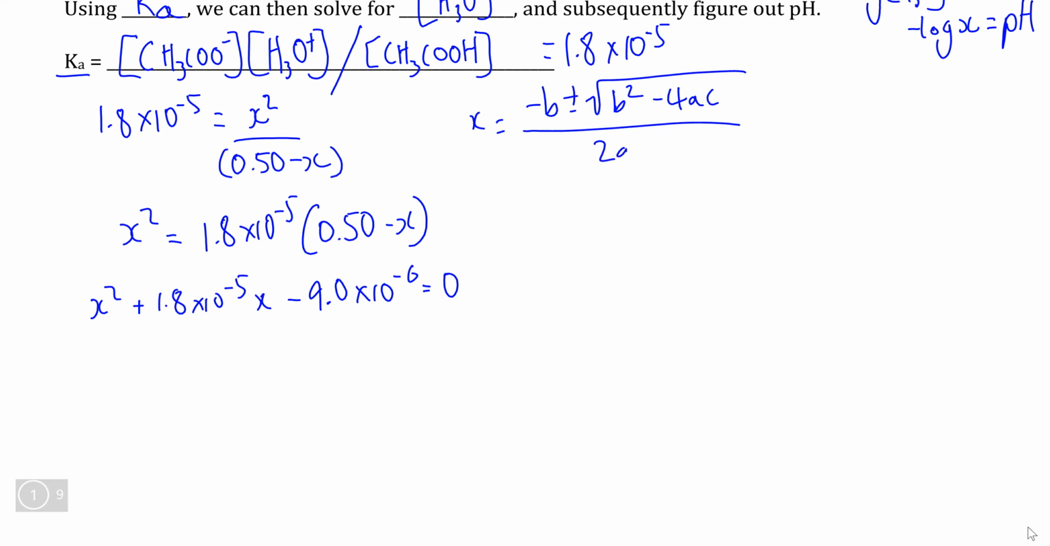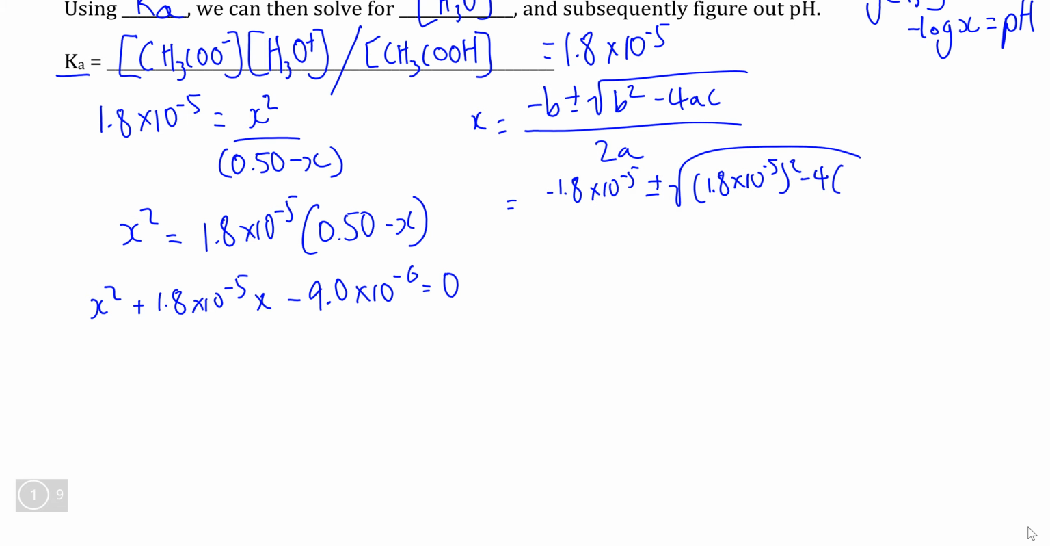So -b would be -1.8 times 10 to the -5 plus or minus the square root of 1.8 times 10 to the -5 squared minus 4 times a, which in this case is 1, so I'm not going to bother writing anything here. And c is, of course, negative 9.0 times 10 to the negative 6, all divided by 2, and I'm not going to bother writing 1 here because that's the coefficient for x, and it doesn't change what this number is.